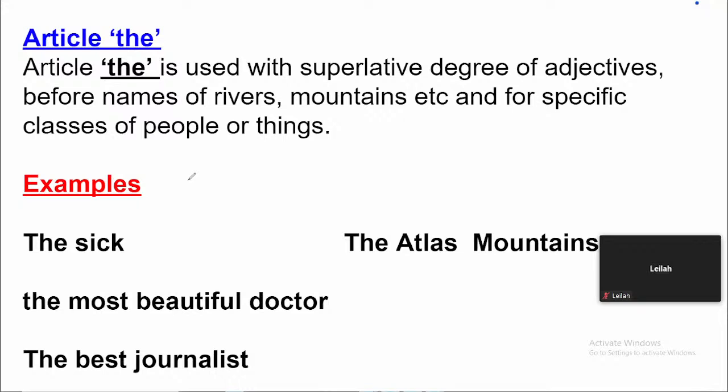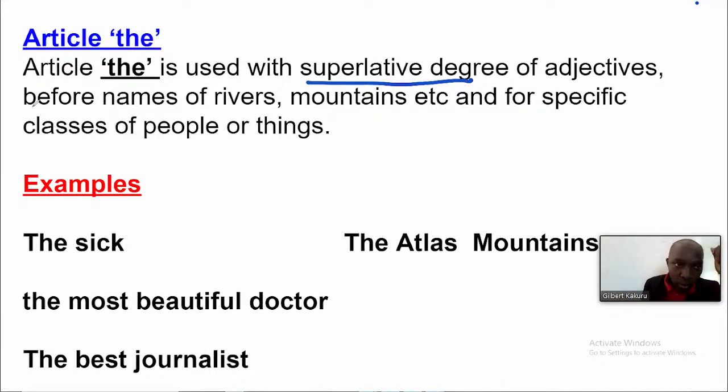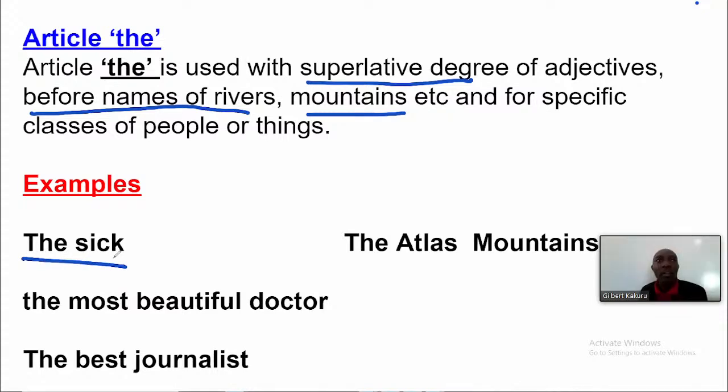Okay, this one, just note this point here. If you are talking about superlative degree of adjectives, that's when you are talking about adjectives. Or if you're talking about before names of rivers, if I'm talking about rivers, I'm also including lakes. We also have mountains. I guess you know mountains. Like those, we shall also look at them. The Rwenzori Mountains, we use article the. And if we're talking about the sick, their meaning is very many. The sick, maybe they're suffering from different diseases. We use article the. The most beautiful doctor, we use article the. They are talking about very many doctors, but they're talking about that specific one person. That one person who is outstanding out of all those doctors.